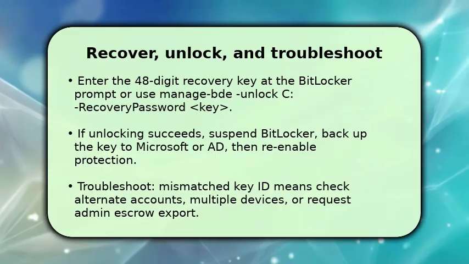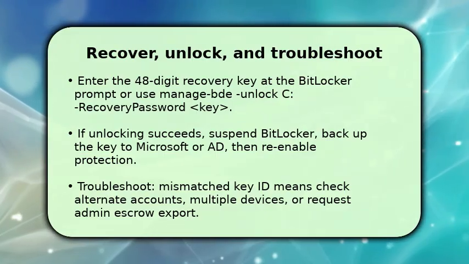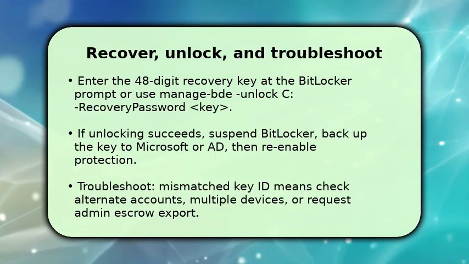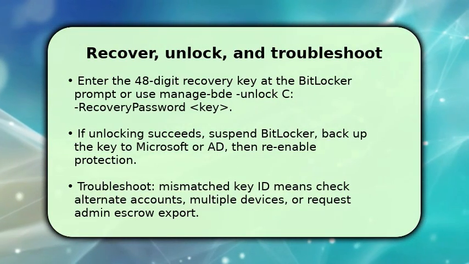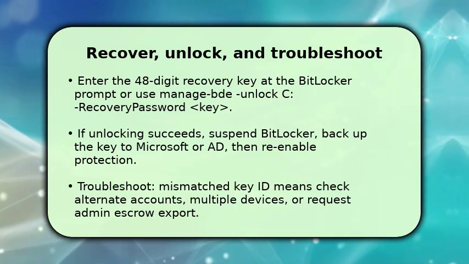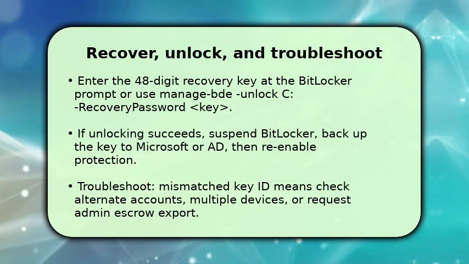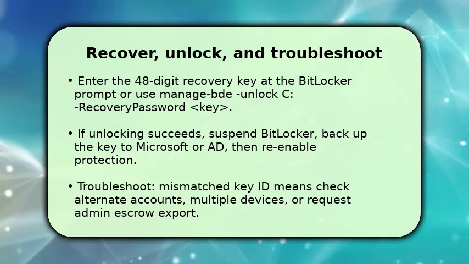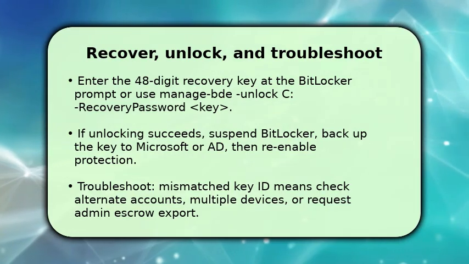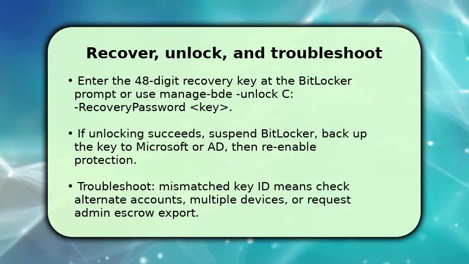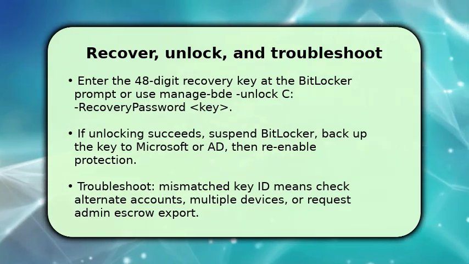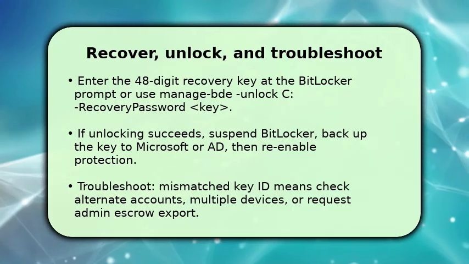To complete recovery, enter the exact 48-digit key at the BitLocker recovery screen or run manage-bde -unlock C: -RecoveryPassword followed by the key in an elevated shell. Once the drive unlocks, suspend BitLocker, then back up the recovery key to your Microsoft account or Active Directory before re-enabling protection to avoid repeat lockouts.